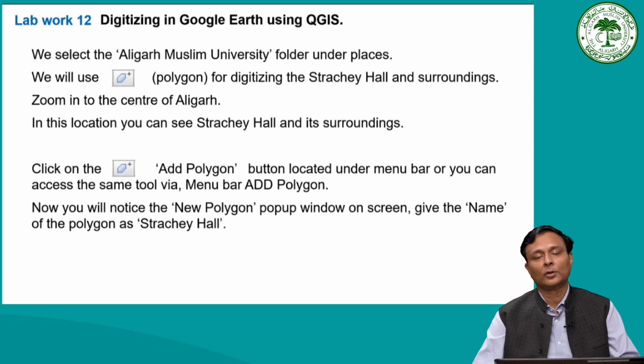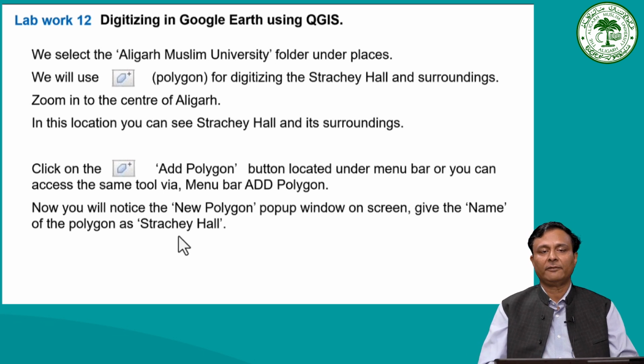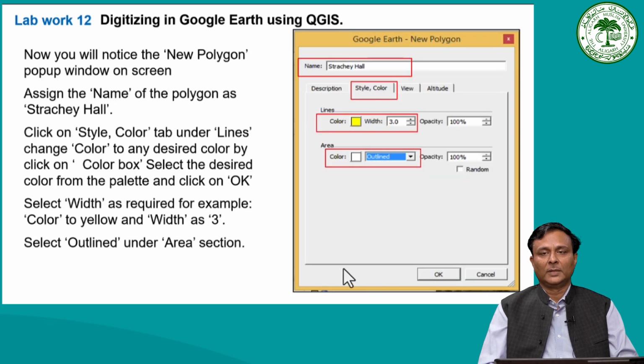Whatever name you want to give to that particular polygon, you have to do that in this part of your exercise. So here we are giving the name as stretchy hall, which is one structure in the SS hall which we want to digitize. Then when you assign it, the polygon would be displayed.